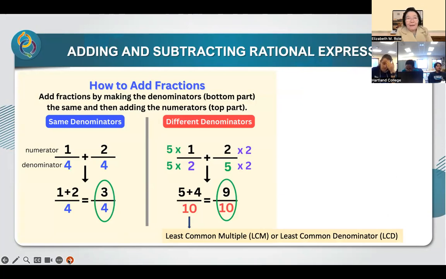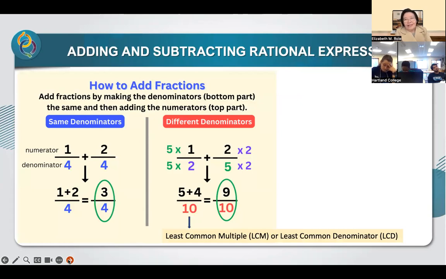So we should be reminded of how to add fractions. We can only add fractions if they have the same denominator. You cannot combine fractions if their denominators are different.